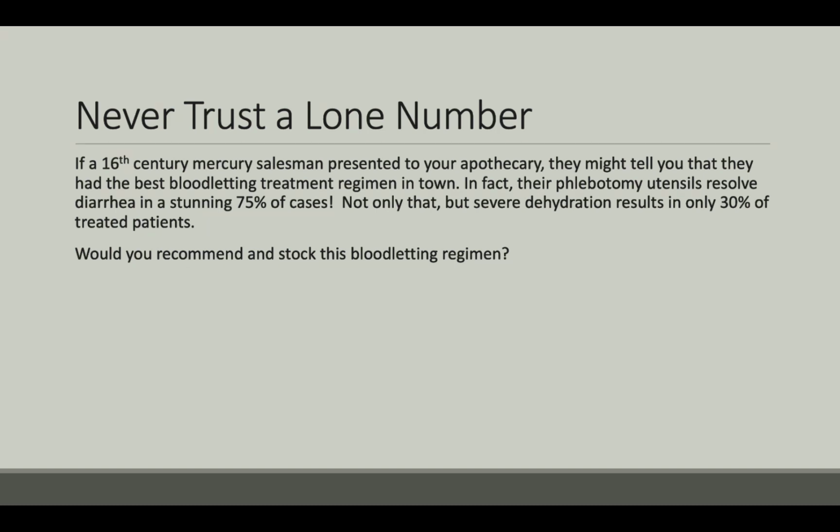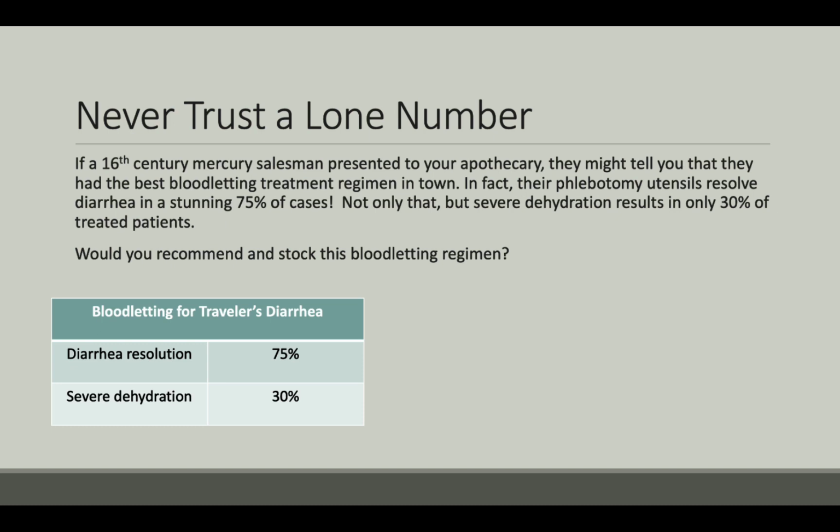So, for instance, if a 16th century mercury salesman presented to your apothecary, they might tell you that they had the best bloodletting treatment regimen in town. In fact, their phlebotomy utensils resolve diarrhea in a stunning 75% of cases. Not only that, but severe dehydration results in only 30% of treated patients. Would you recommend and stock this bloodletting regimen? So here are those numbers again.